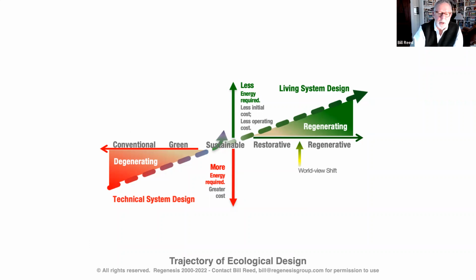So LEED or BREEAM or any of the rating systems, Green Star, come along, and this means we can do 50, 60, 70, 100, maybe 80% better than existing conditions in terms of energy usage, carbon in the atmosphere, toxicants in the environment, and so on. And that implies that if 70% is good, then 100% is great. And this is why the net zero movement is predominant.